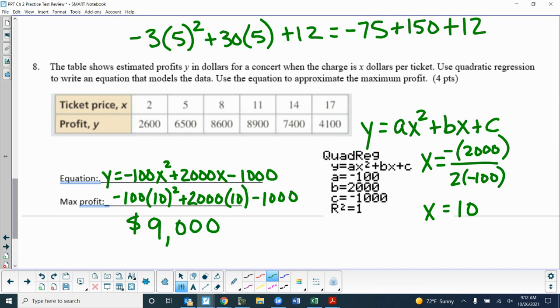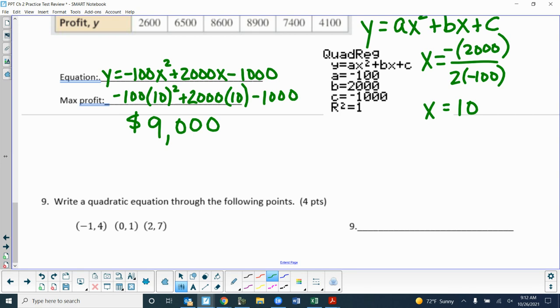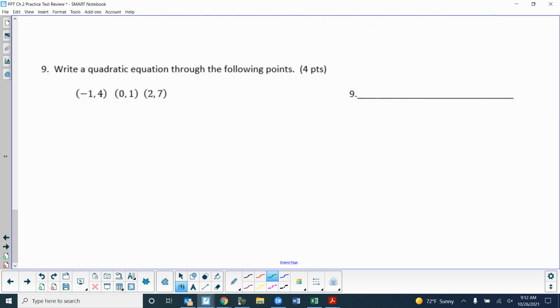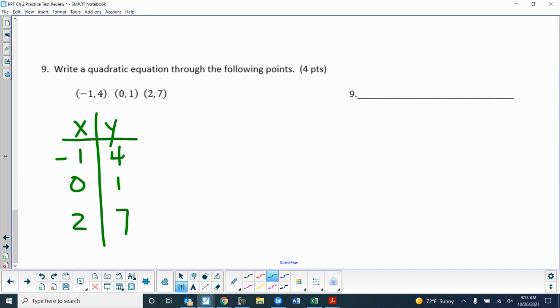Okay, so a lot of you weren't sure how to do 9, but 9 is just like 8. It's just less points they give you. Okay? So we do the exact same thing. You got your X or L1 and your Y or L2. You got a -1, a 0, and a 2 for your X, 4, 1, and 7 for your Y. And do the same thing. And all you're doing there is the equation part. You don't have to answer any questions.